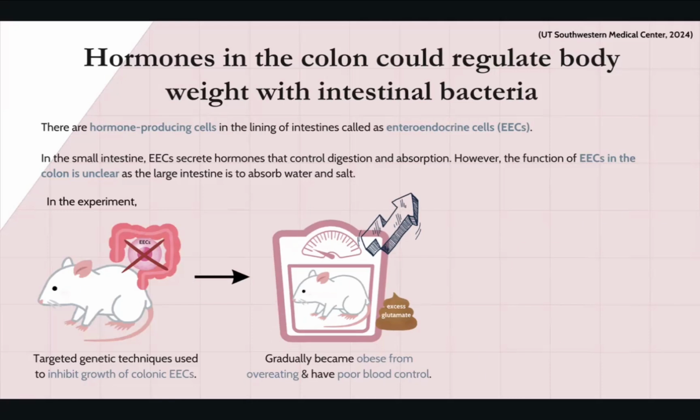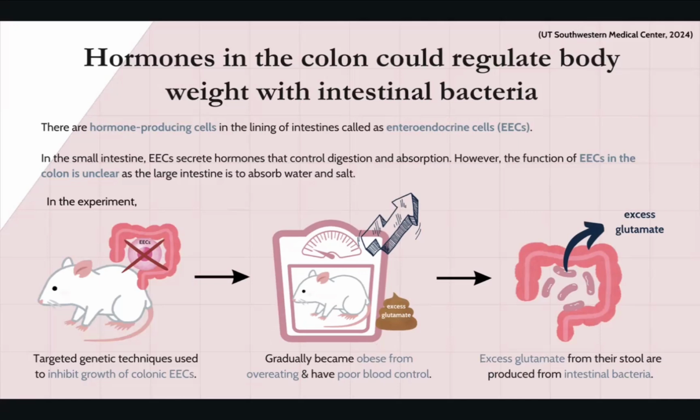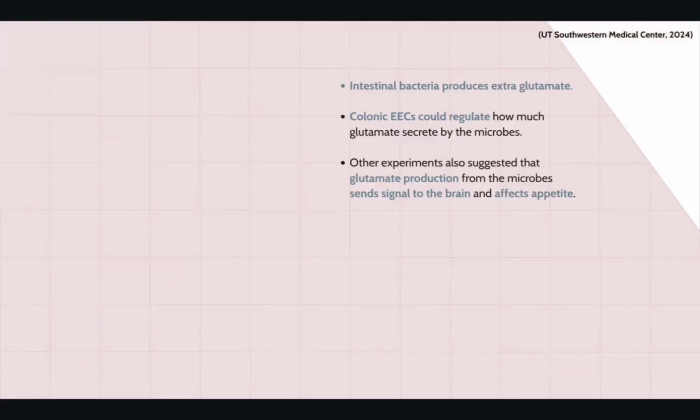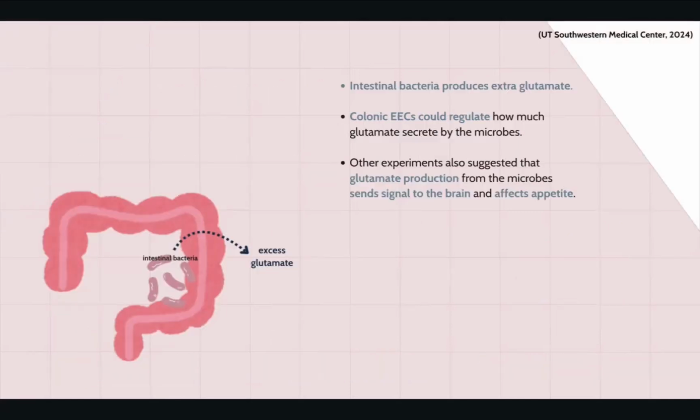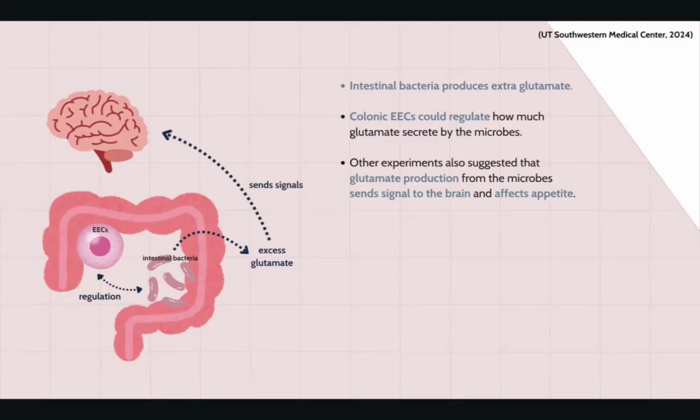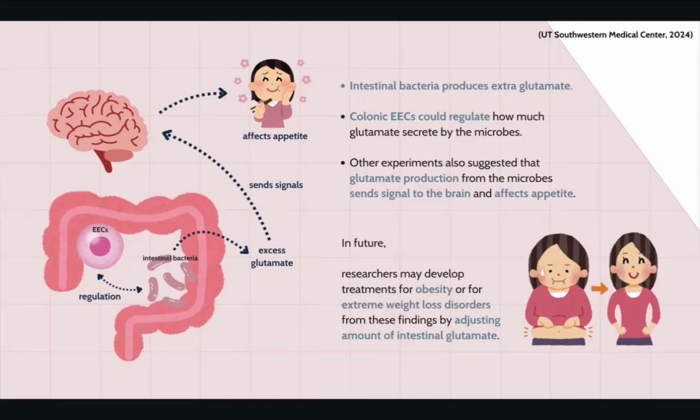They found out that excess glutamate from stool was produced from intestinal bacteria. As extra glutamate is produced from intestinal bacteria, it is concluded that colonic EECs could regulate the amount of glutamate secreted from the microbes. Other experiments also suggest that glutamate production would send signals to the brain and affect appetite. In future, treatments for obesity or extreme weight loss disorders may be developed by adjusting the amount of intestinal glutamate.